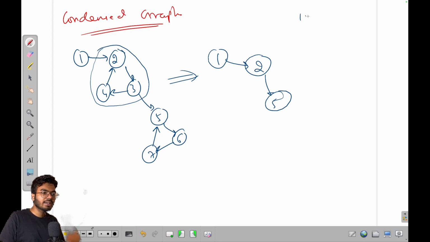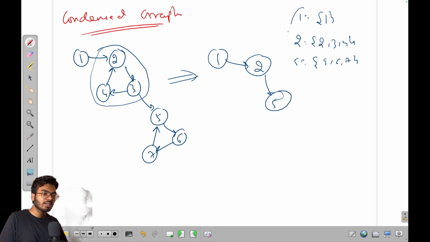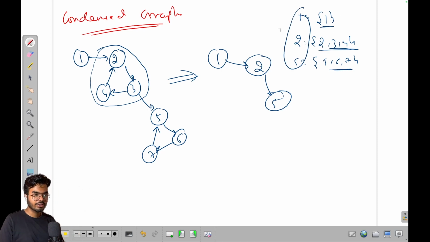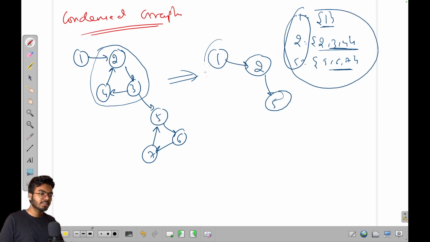I will have to maintain which strongly connected component a node is part of. Only 1 is there in that. So I can maintain some sort of adjacency list like that, or I can use a DSU kind of thing, that will also work. In this 2 I have 2, 3 and 4, and in this 5 I have 5, 6 and 7. So we have three strongly connected components, and these are the nodes that are part of those components. This is called the condensed graph.